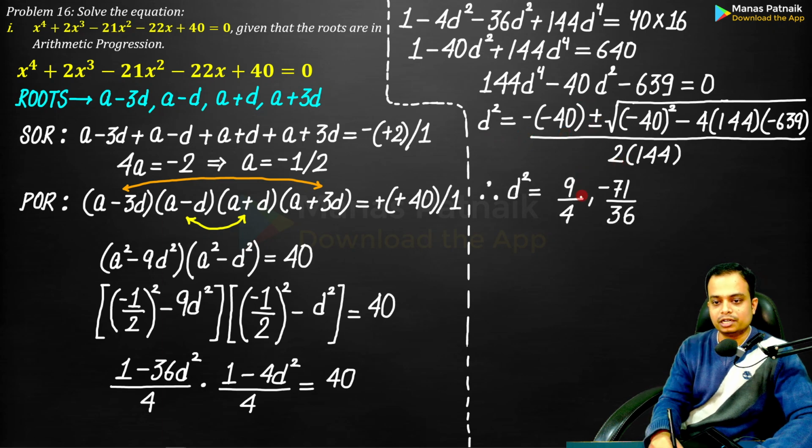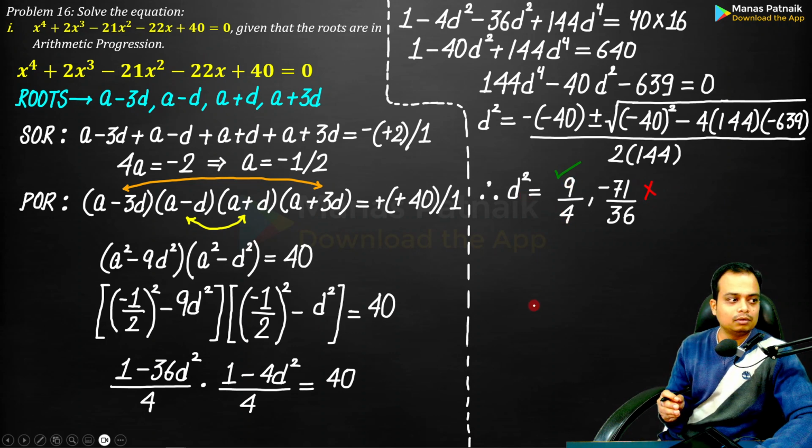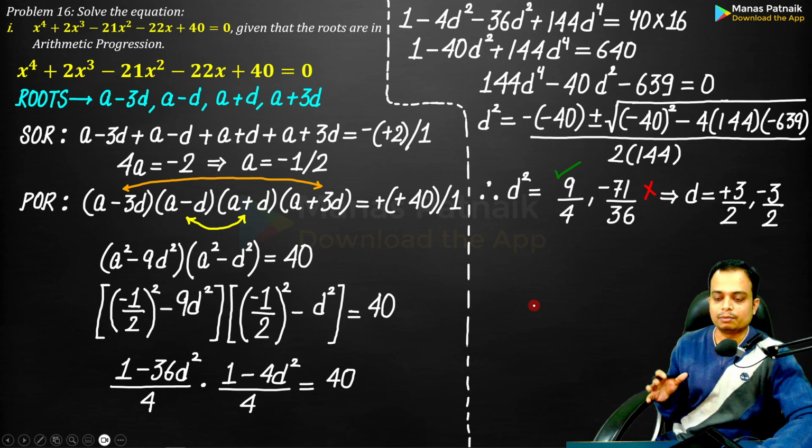Just do it. For the positive value, you are going to get 9 by 4. For the negative value, you are going to get minus 71 over 36. We are going to reject this because if you remove the square part over here, it will turn into a complex quantity. So we are rejecting it. We are accepting 9 by 4. So d square is equal to 9 by 4. d will be equal to plus 3 by 2 and minus 3 by 2.